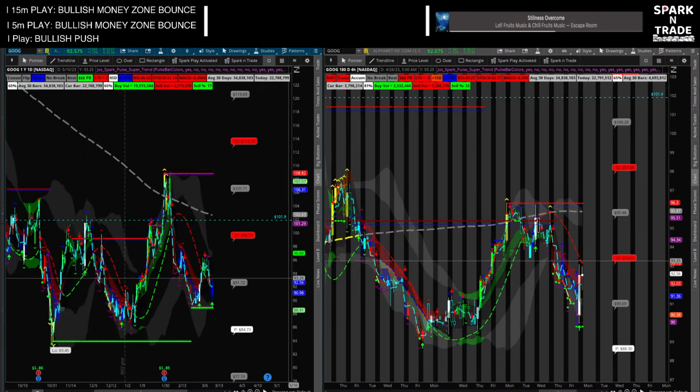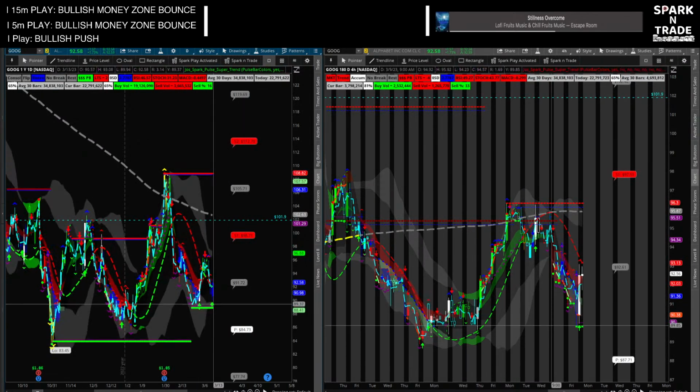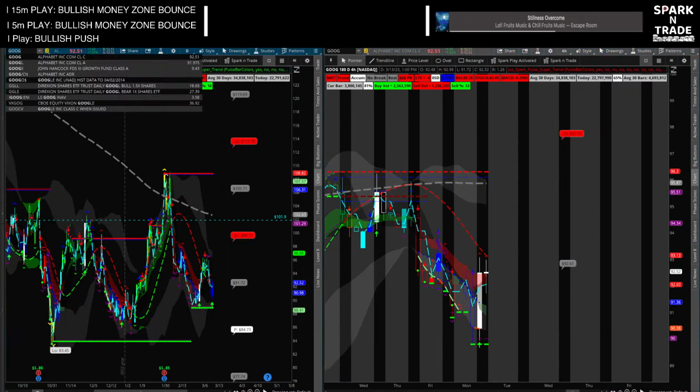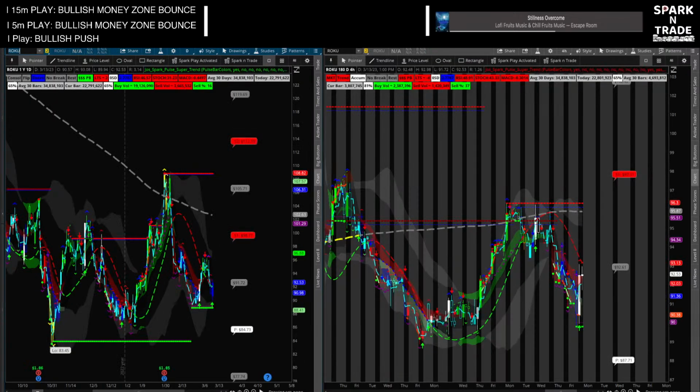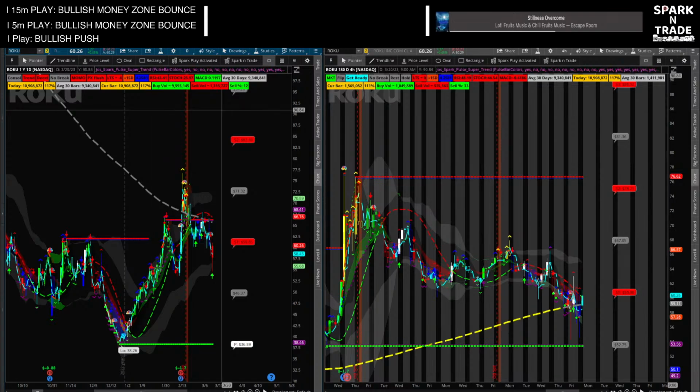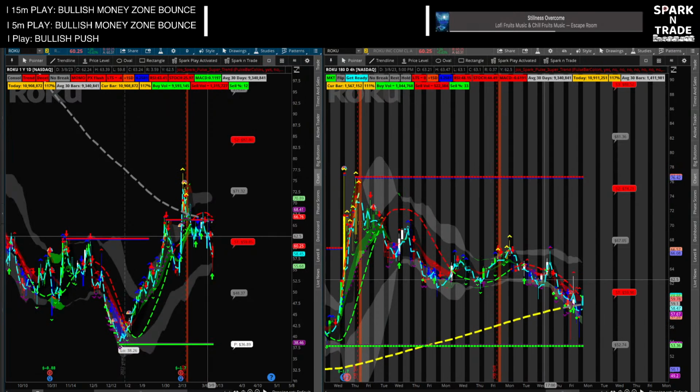Google. Google doing the same thing. Did a nice little run up, bounce, created a 4-hour divergence line. Let's see. Let's just see Roku real quick. Roku is apparently one of the companies that has 487 billion inside of that SIVB bank. Nice. I mean, the whole market did a nice bounce today.